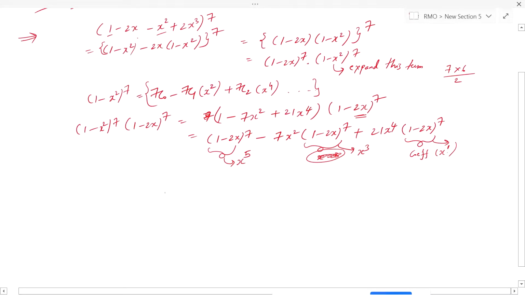Okay, now write the general term of this. So (1 minus 2x) raised to 7: the general term T(r+1) is 7Cr into 1 raised to (7 minus r) into (minus 2x) raised to r. Let me write it in a simpler form: 7Cr into (minus 2) raised to r into x raised to r.